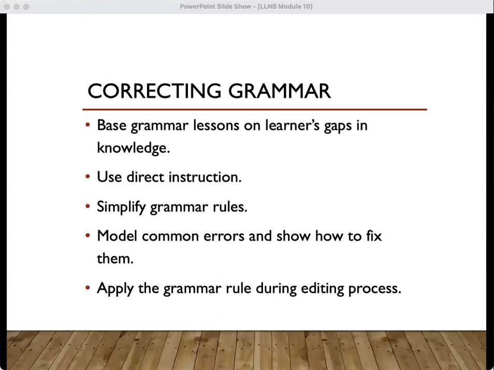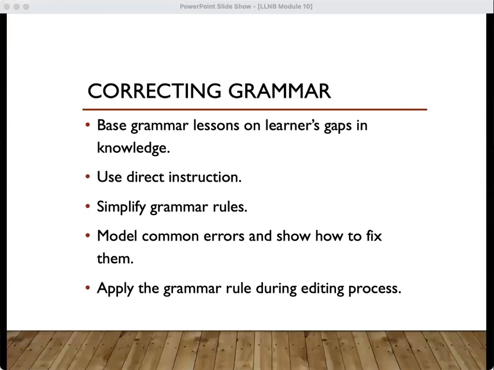We will teach grammar using the direct instruction model. In this model, we explain the grammar rule and how to apply it. We provide examples of the application of the rule and also provide examples of common errors and how to fix them. We're going to provide guided practice with worksheets and examples from the learner's own work. And we're going to have the learner edit future writing for that specific grammar rule.